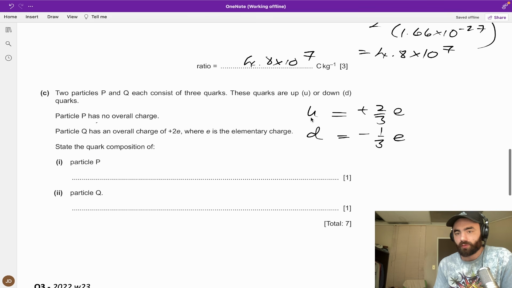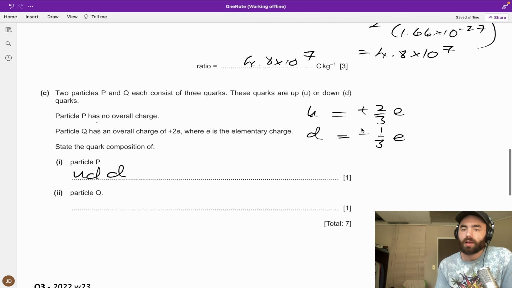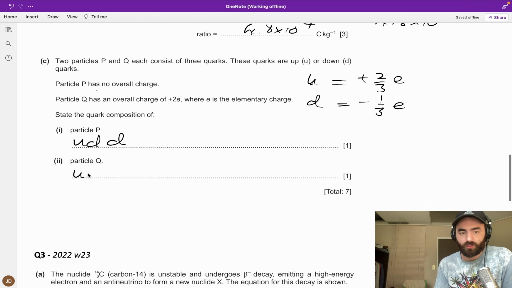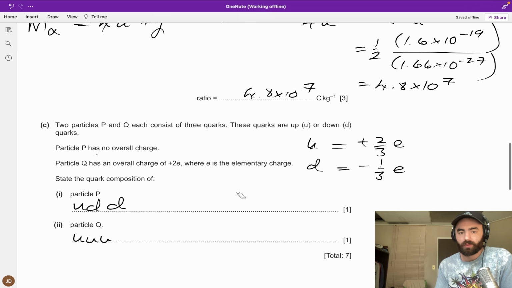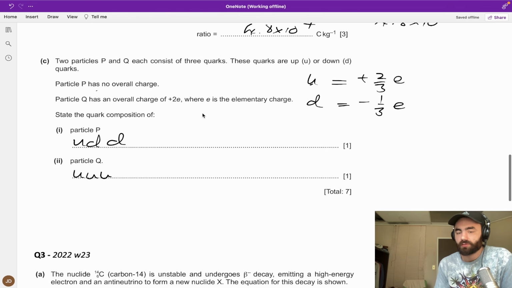So how would we combine it? Well, we'd say an up quark, a down quark, and another down quark. This plus two of these will give us 0. And for this one, we have an overall charge of plus 2e. So how do we combine these together to get plus 2e? Well, this would just be up, up, up, right? 2/3 plus 2/3 plus 2/3 will give us 2. Because all these particles are made up of three quarks, you just combine these quarks in a certain way to give the overall charge.